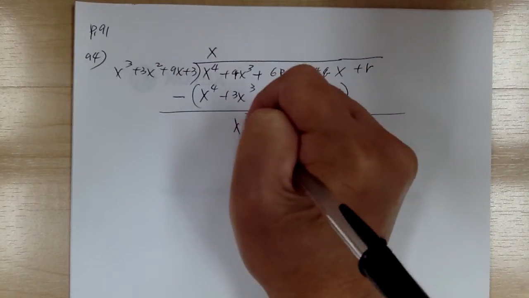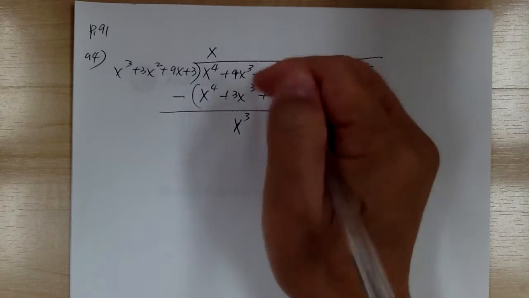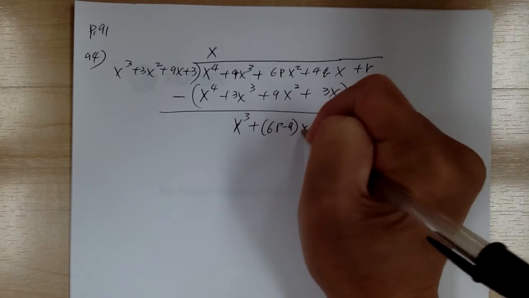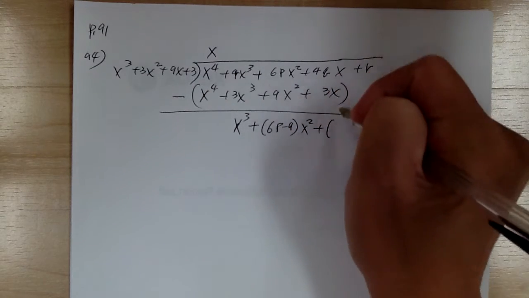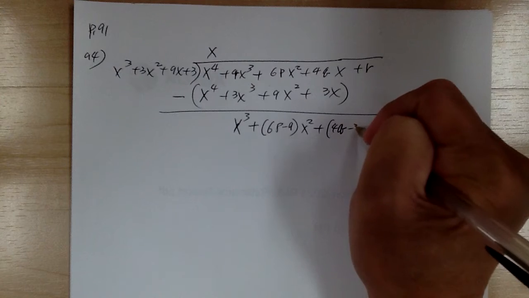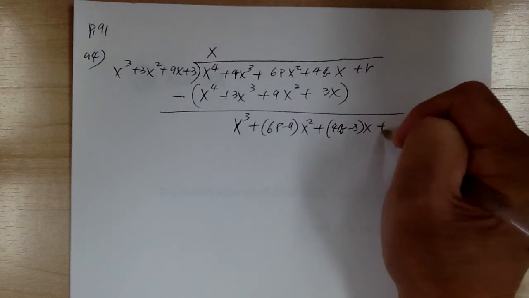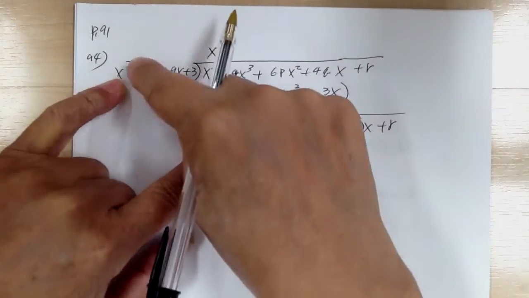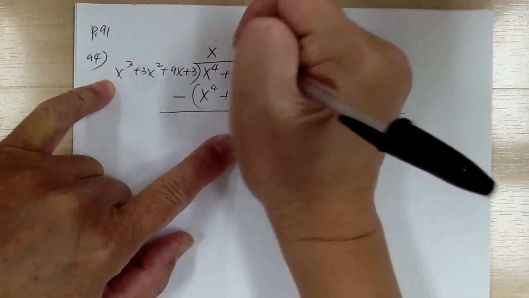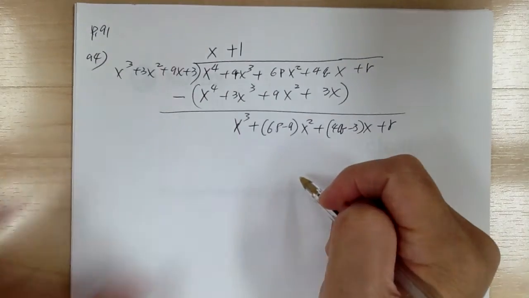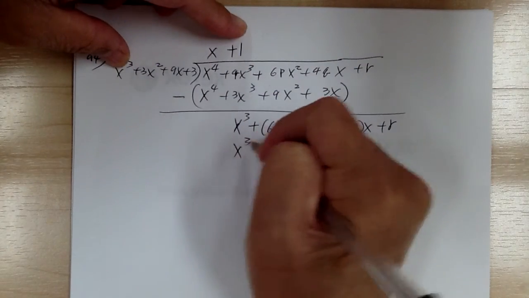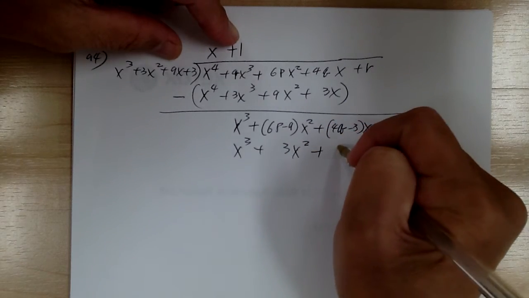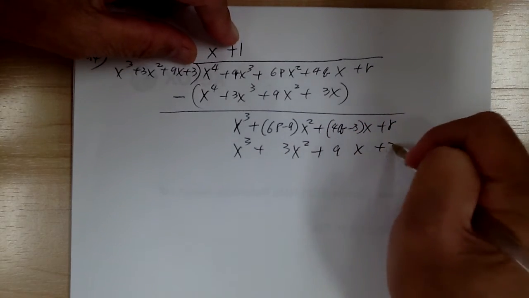This will give you x to the 3, and this one will be subtract, so it will be plus 6p minus 9x squared plus 4q minus 3x plus r. Now the next number, you can see that this is x cubed, this is x cubed, so that means you have to have a plus 1. So you're going to get x to the 3 plus 3x squared plus 9x plus 3.